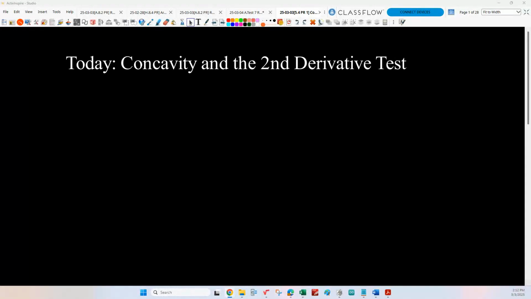So the first derivative tells us what about a function? Click all those Chromebooks closed, please.